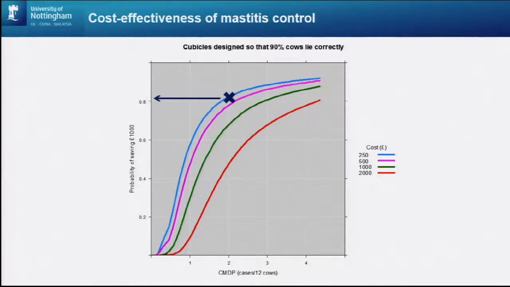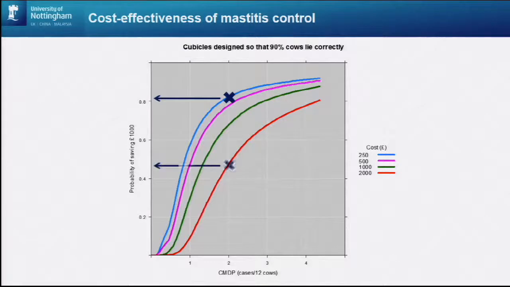So, for example, if we had a herd that had a rate of mastitis of 2 in 12, and it was going to cost them £250 to adapt the cubicles so that 90% of the cows lie in them correctly, then they'd have about an 80% probability of saving £1,000 over and above that investment within the first 12 months.